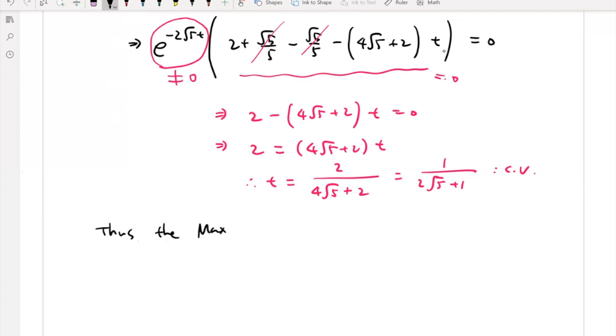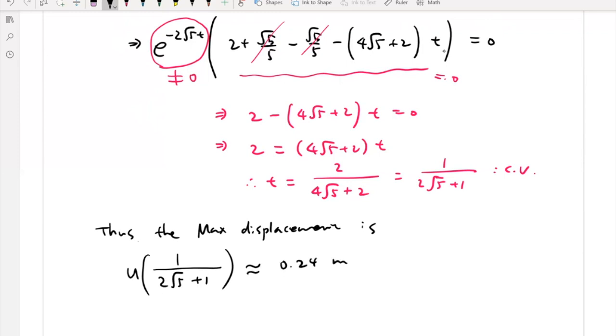The maximum value of displacement is u of 1 over 2 square root of 5 plus 1. Okay, just plug this critical value back into your displacement function, which is u. And when you plug it back, it is approximately 0.24 meter, or 24 centimeter, okay.